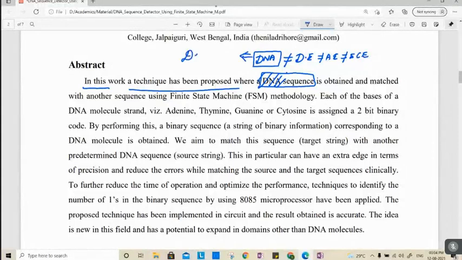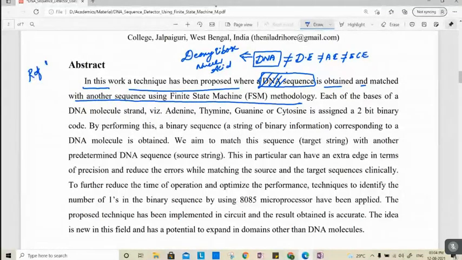So this is this one, which we have learned in our biology courses, right? So a DNA sequence is obtained and matched with another sequence using FSM methodology. So reference DNA and target DNA. Right. In movies you will be seeing this, right?